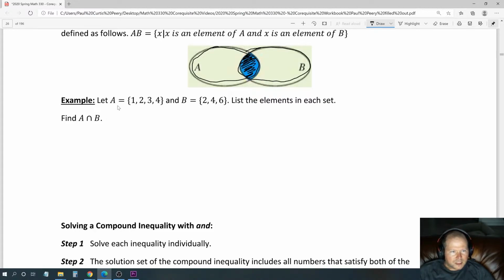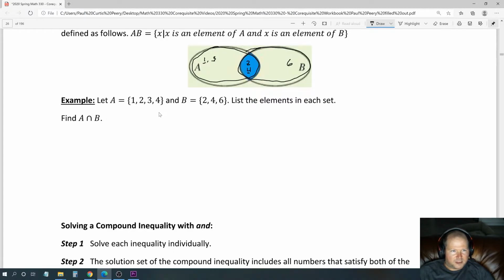So for instance, let's say we have a set A that's 1, 2, 3, 4, and then we have a set B that's 2, 4, 6. So we would want to know where they intersect. Let me show what this looks like graphically. So you have 1, 2, 3, 4 over here in A, and over here in B, we have 2, 4, 6.